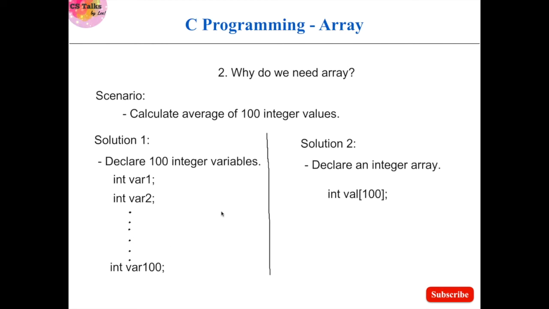So this is the first solution. And the second solution is you can have a single integer array and then loop the array to store all the entered values in that array and then calculate the average. So which solution is better here? Obviously the second one, right? Because we don't need to declare 100 integer variables, we don't need to perform 100 scanf operations. So the second solution is better than the first solution.